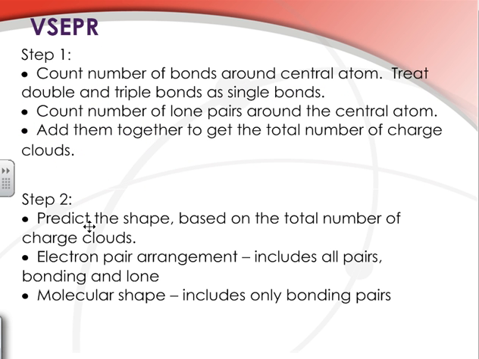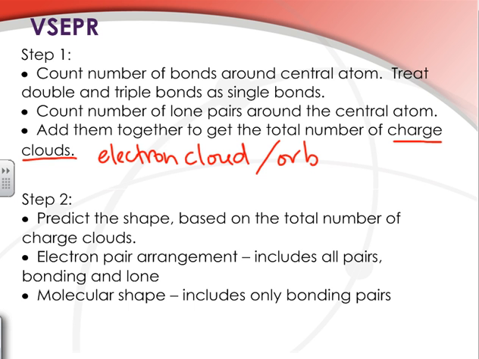Alright, so when we're doing this, we have a number of steps that we need to look at to figure out the VSEPR shape of the molecule. So step one, we count the number of bonds around the central atom. Treat double and triple bonds as single bonds. This is very similar to what you did to figure out the hybridization of a particular atom. Then you count the number of lone pairs around the central atom and add them together to get the total number of charge clouds. Charge clouds is a term that you'll probably see in some textbooks and online. It's the same as saying an electron cloud or an orbital. We sort of use them interchangeably.